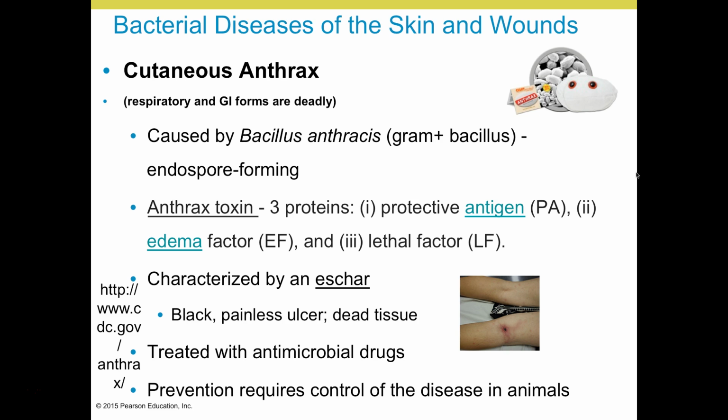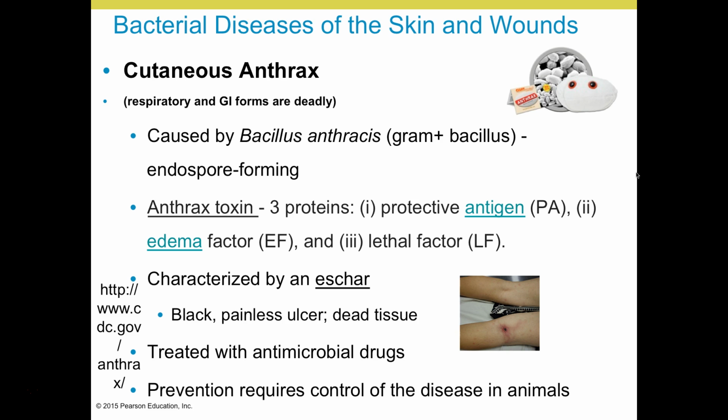Anthrax, a big problem in the 90s, used for biological warfare. And what is anthrax? Well, it's a bacterium known as Bacillus anthracis, a gram-positive bacillus, and it's an endospore-forming bacteria. It's hard to kill, okay, because of the endospore formation. It also releases toxins, and these toxins contain 3 proteins, which actually are the defensive factors for the bacteria.